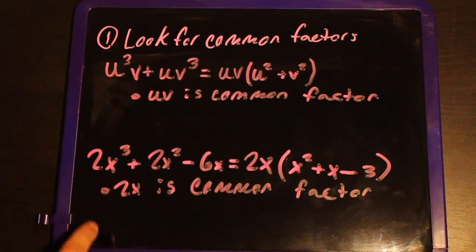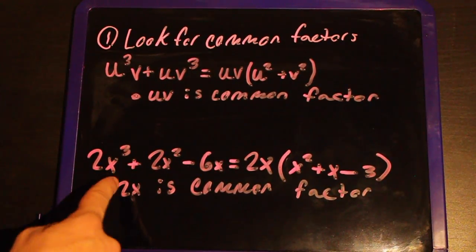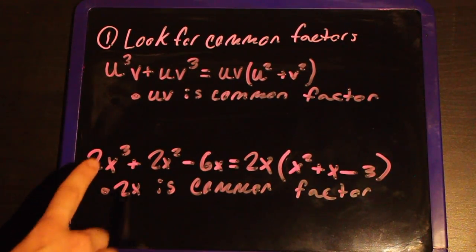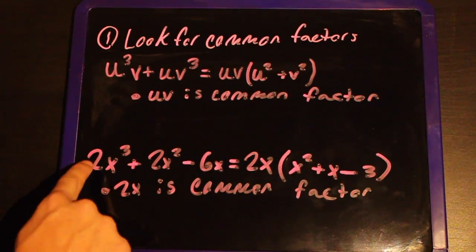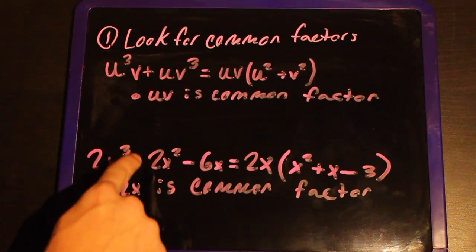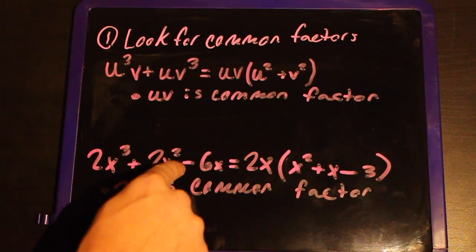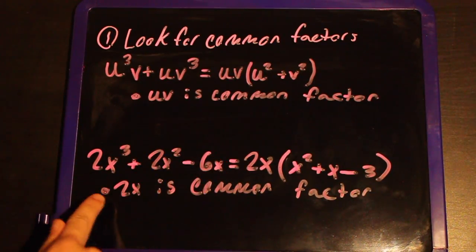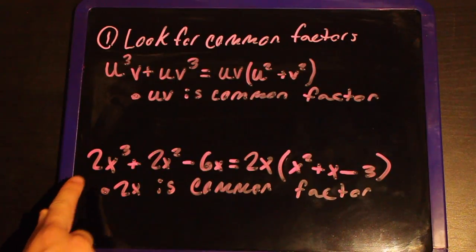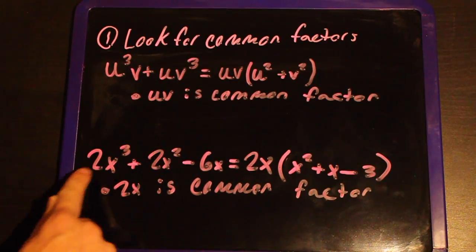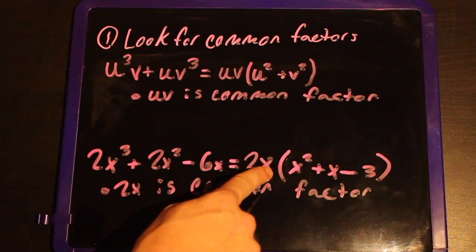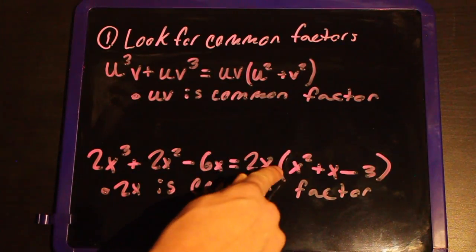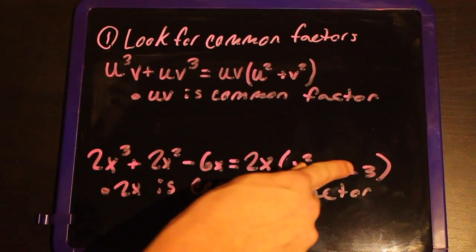Now for the next example, instead of using two variables, we'll have just one with more constants and coefficients. So we have 2x cubed plus 2x squared minus 6x is our polynomial. And if we think about what's common in these, all of these you could pull 2x out of. So when we pull 2x out, we will get 2x parenthesis x squared plus x minus 3.